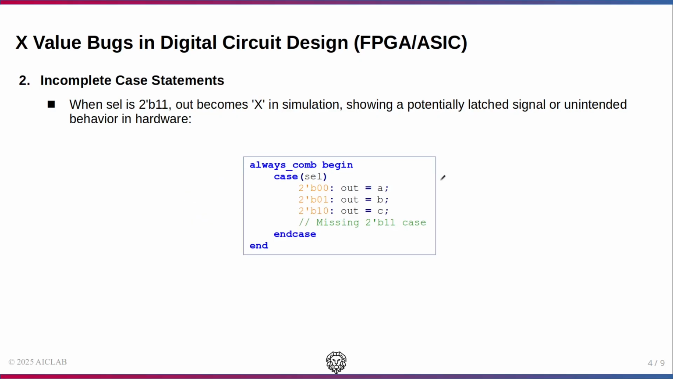Next, incomplete case statements. For example, in this combinational block, if the value of the select is 1, 1, the output doesn't receive any value. In simulation, the output gets the X value. But in synthesis, a latch may be introduced, which is not intended, and it also causes a mismatch between simulation and synthesis.